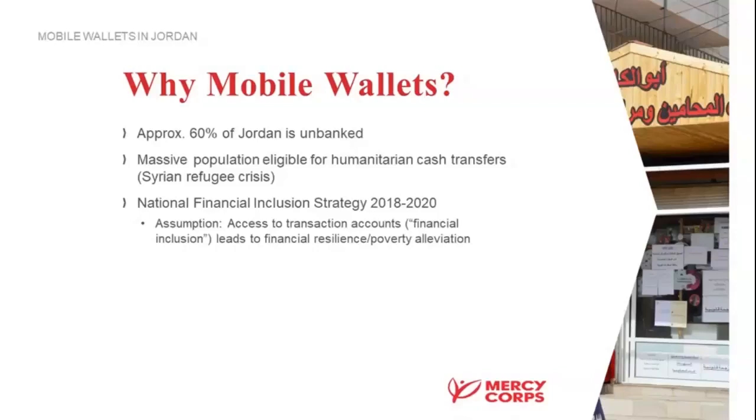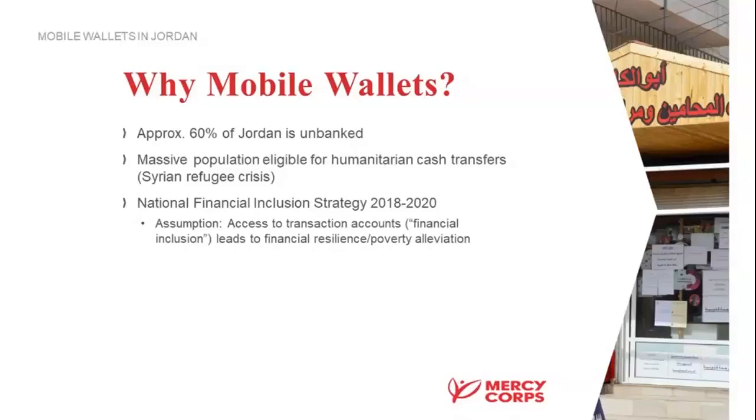One of the assumptions that is important to call out as we talk about financial inclusion, as we talk about transaction accounts, et cetera, is this assumption that access to a transaction account, as one element of financial inclusion, leads to financial resilience and poverty alleviation. I think that's an assumption that, while there are a large number of cases in which those two things seem to correlate, is not necessarily a definitive, settled question. So it's just something to keep in mind as we have this conversation.